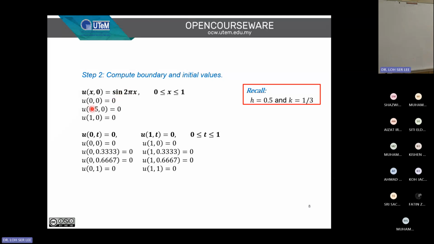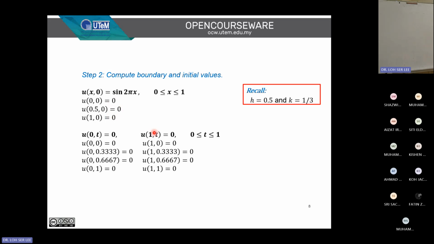When x is 0.5, this is 1/2. Cancel out the 2, you have pi. Sine pi is also 0. When x is 1, sine 2 pi is still 0. That's why we get all 0 for the initial values.